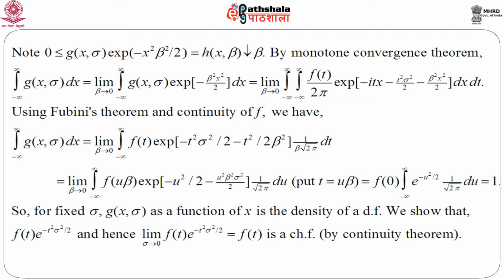That means this g of x sigma can be treated as a function of x, which is in fact the density of a distribution function, and we will show that this f t e to the power minus t square sigma square by 2, and hence the limit as sigma goes to 0 of this function, which equals f t, is a characteristic function, definitely by the continuity theorem.